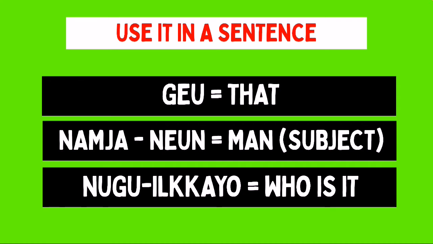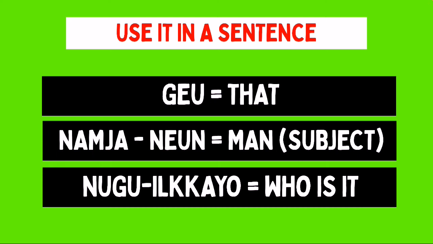Take note that namja is a subject, and as usual, we'll be adding a subject particle. Since namja has a vowel ending, we'll be adding nun. So 남자는 is the whole subject. The last part of the sentence is 누구일까요? The meaning of this phrase is, who is it?